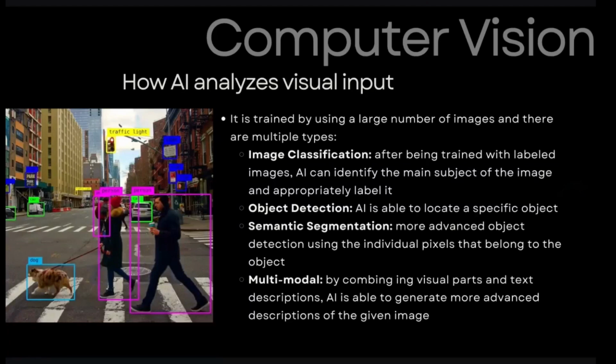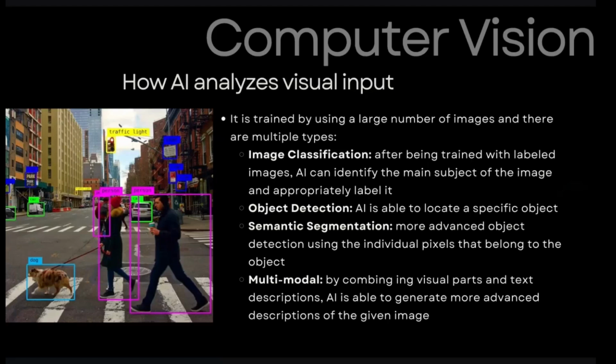As you can see in the picture beside it, it usually uses boxes and it's able to assign classifications like person, dog, car, traffic light, and then semantic segmentation, which is more advanced object detection using the individual pixels that belong to the object. So instead of boxes, it's able to zoom in and maybe identify stuff further in the background rather than just what's right in front of the camera.